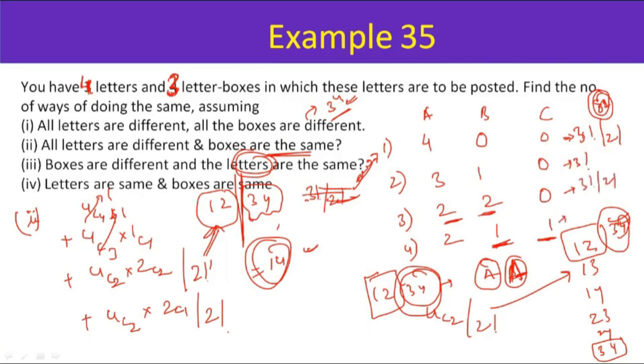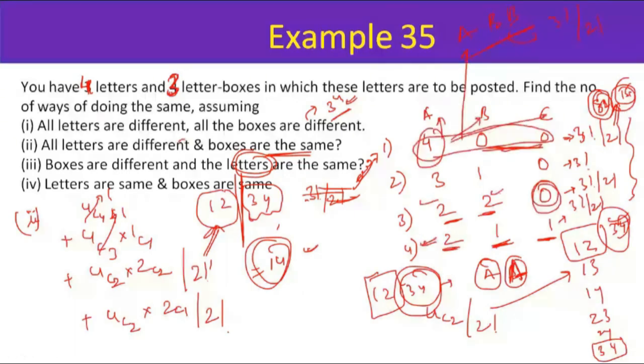This is again 3 factorial by 2 factorial, and this is again 3 factorial by 2 factorial. I don't have to select because letters are same. But because boxes are different, I will just have to arrange them. And then you just sum all of them. The answer comes out to be 15, the sum of all of these. Third part clear? Why did I not do 4C2, 4C3? I only did the arrangement.